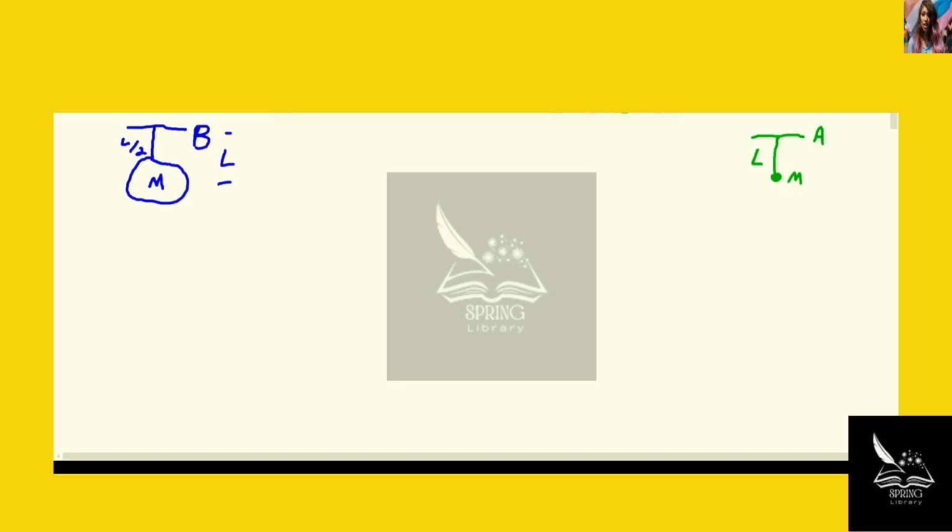Hi there. Today we're going to be talking about two different pendulums. One of these pendulums, A, is a simple pendulum. It's a mass where the mass is in a very small space. It has a length of L and a mass of M. We've got a similar pendulum, pendulum B.